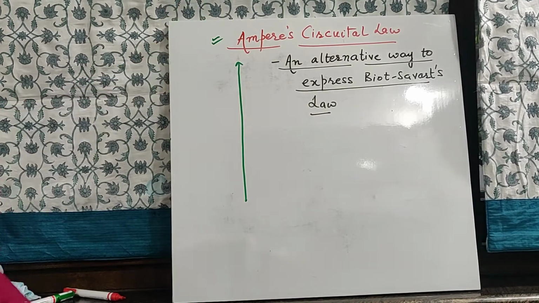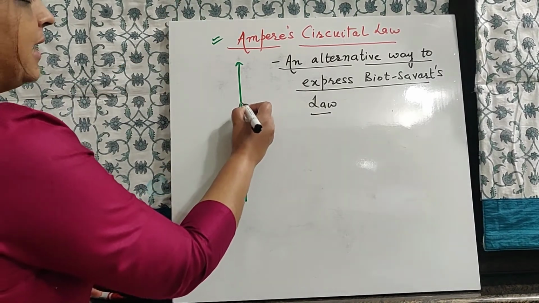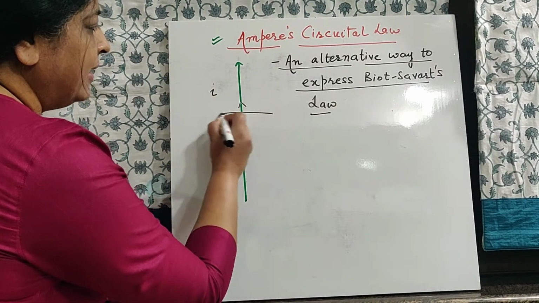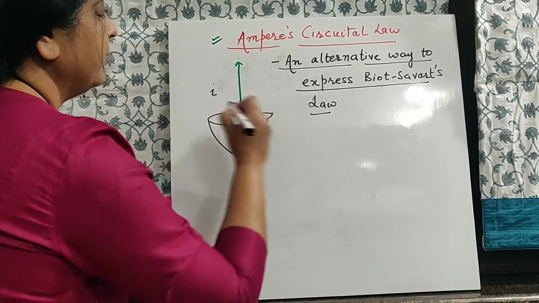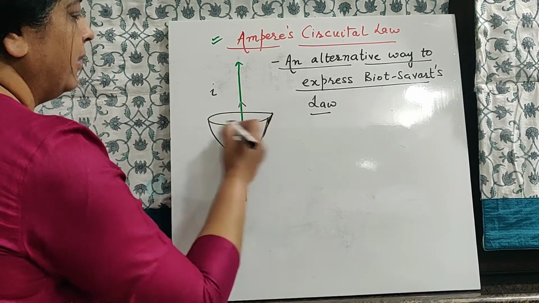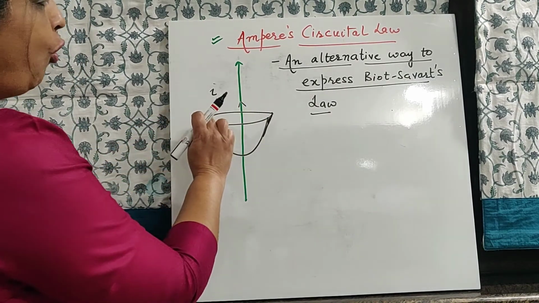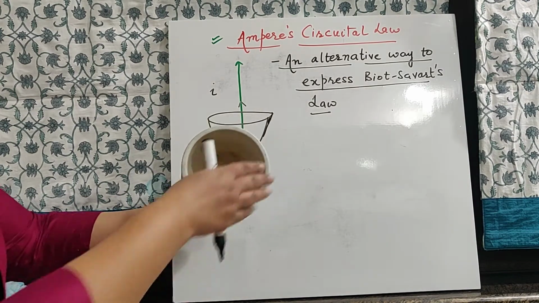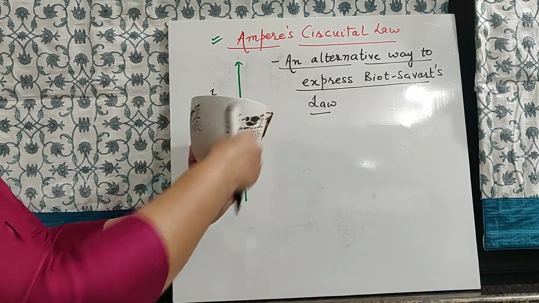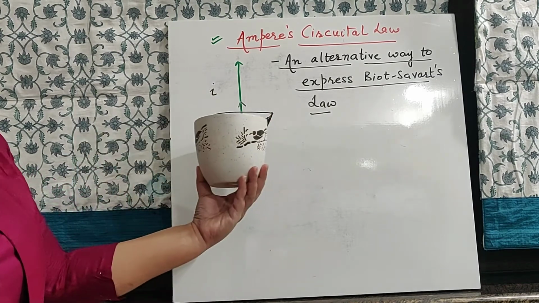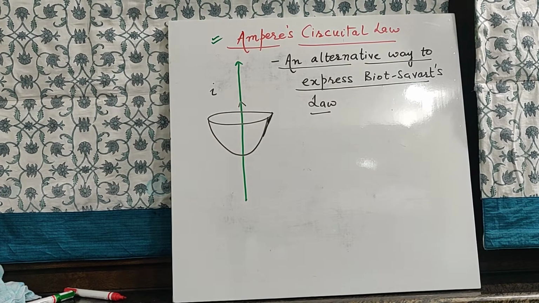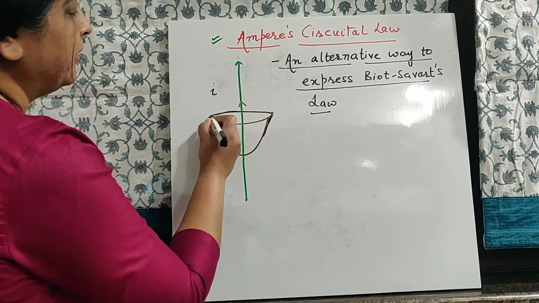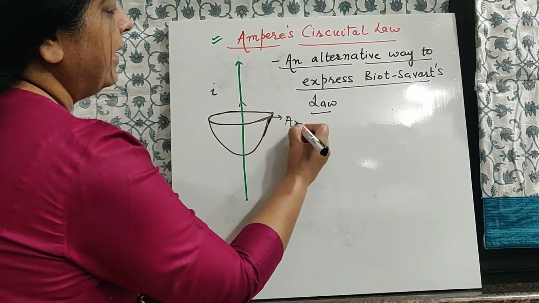So according to Ampere's circuital law, suppose this is a current carrying conductor which carries a current I. Now you assume that there is a surface like this. This surface is open from here, and is bounded. So the shape of the surface is almost like this. Now this loop, the open boundary of the surface, is known as an Amperian loop.